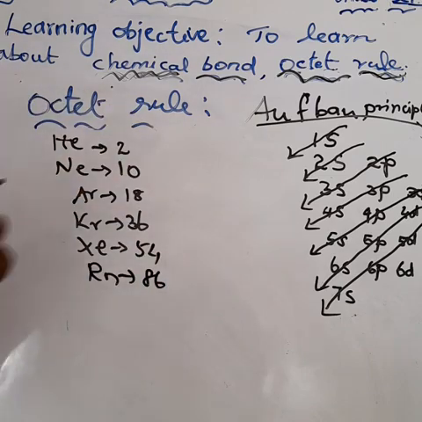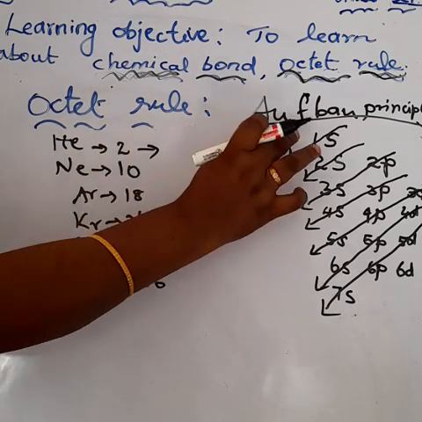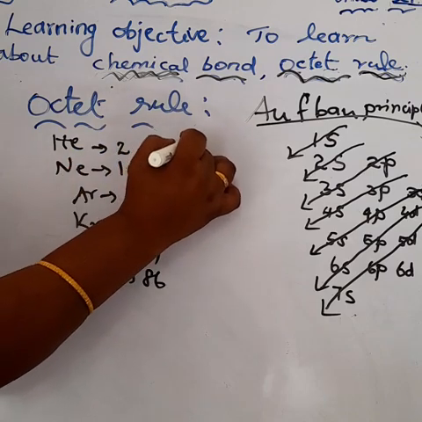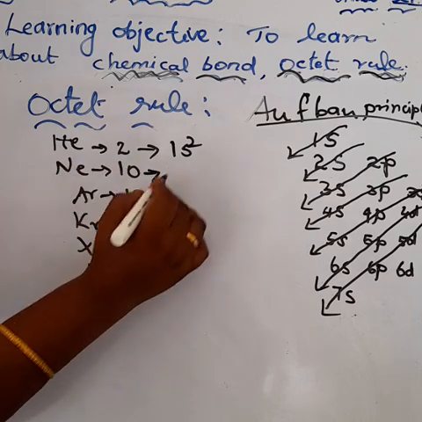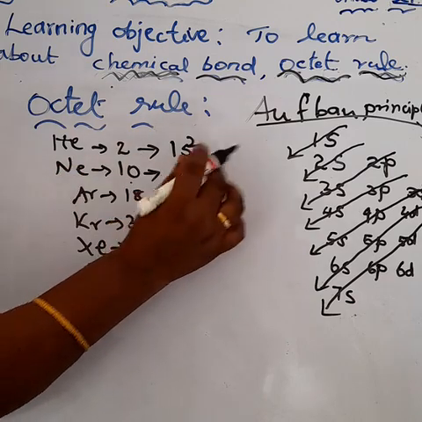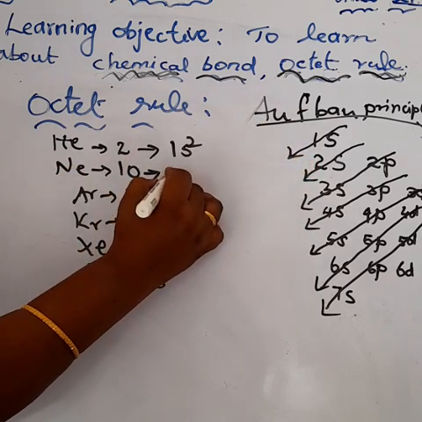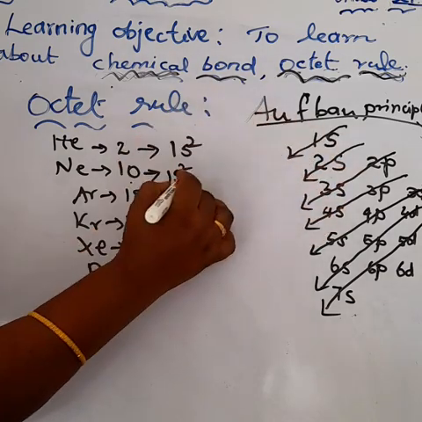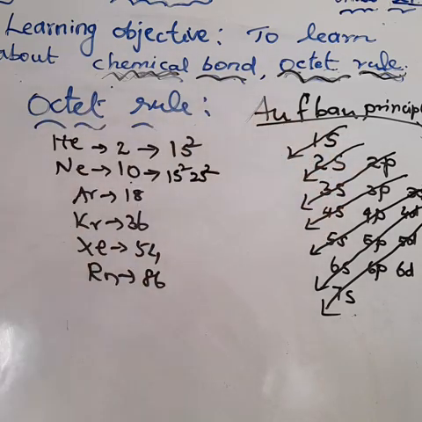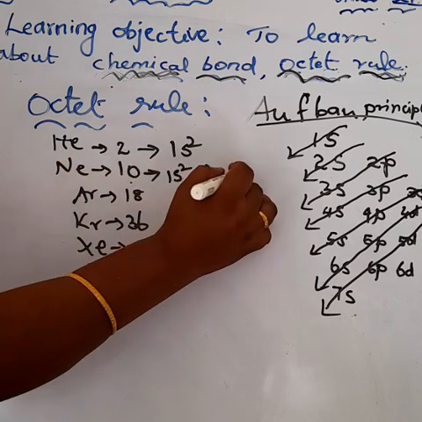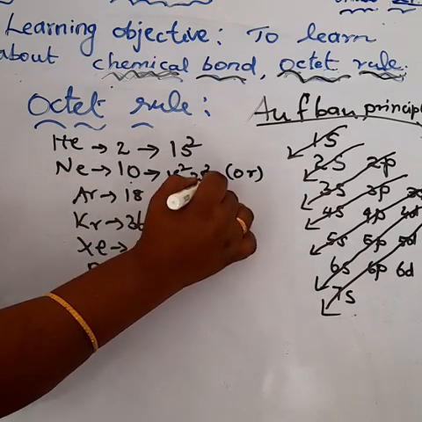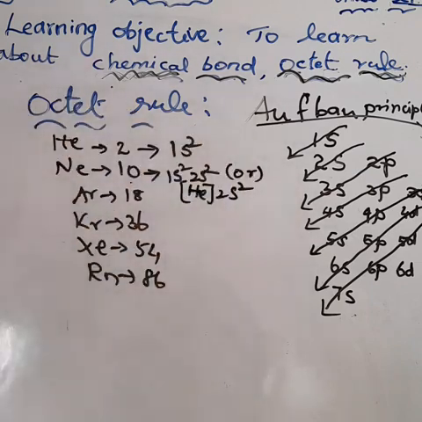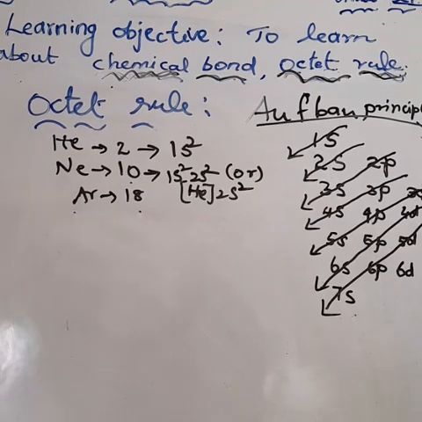First, helium: 1s2. And neon, 10 electrons are present here. So 1s2, 2s2, or otherwise we can write helium 2s2. For the 2 electrons we can take helium, because helium is the nearest noble gas.